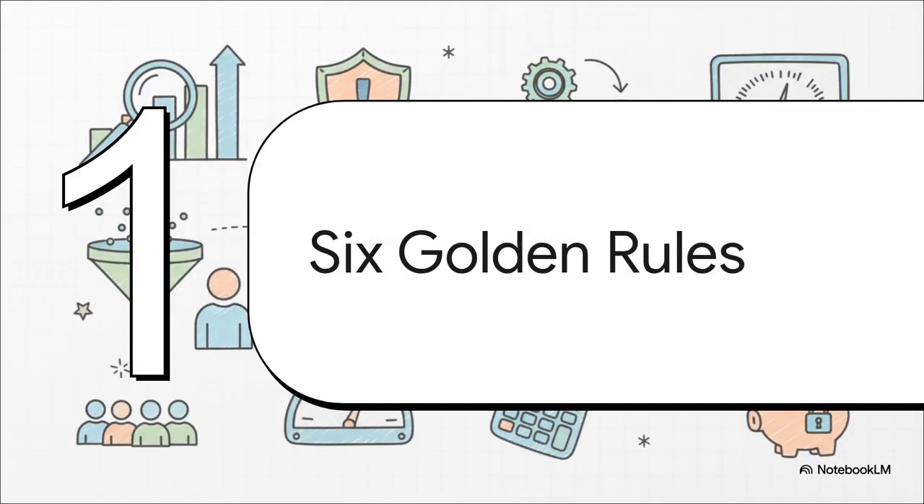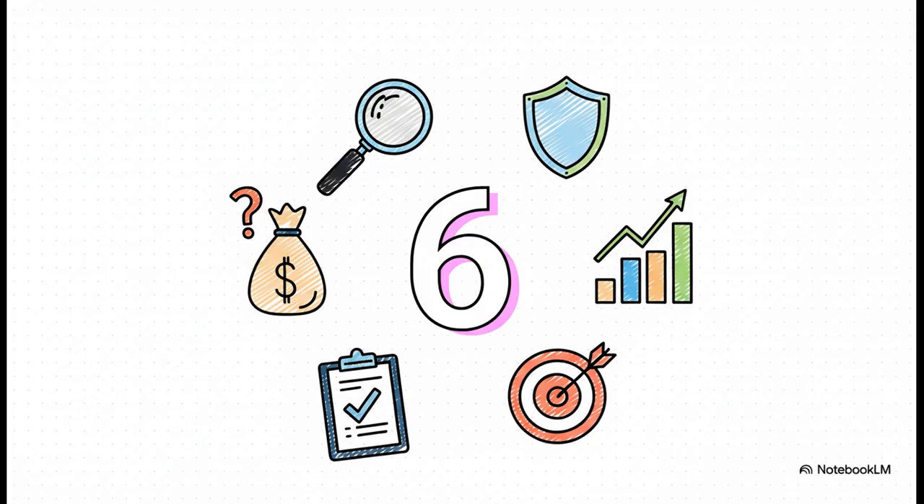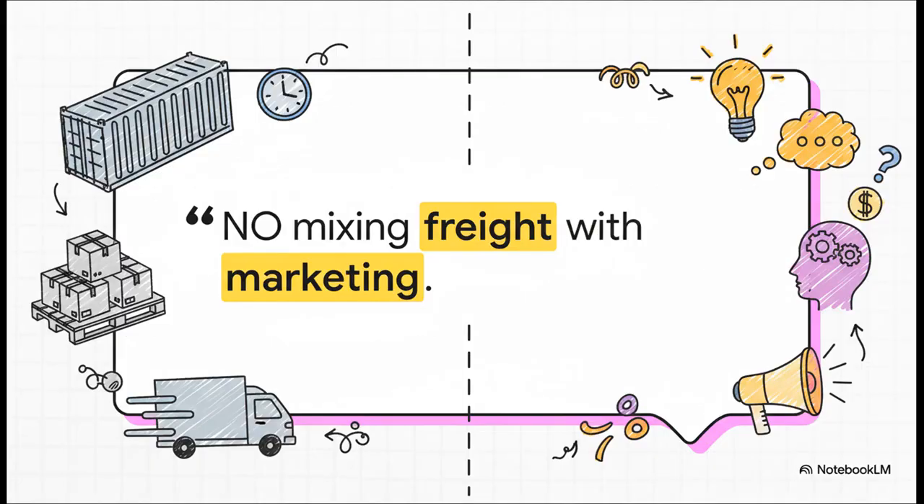Now, to make sure all of this really sticks, I want to leave you with six non-negotiable golden rules. If you can just remember these, I promise you'll never make that dangerous assumption again. Here we go. Six rules to audit by. Rule number one, do not mix freight with marketing, period. One is about logistics and timing. The other is a potential hotbed for fraud. They are two completely different animals.